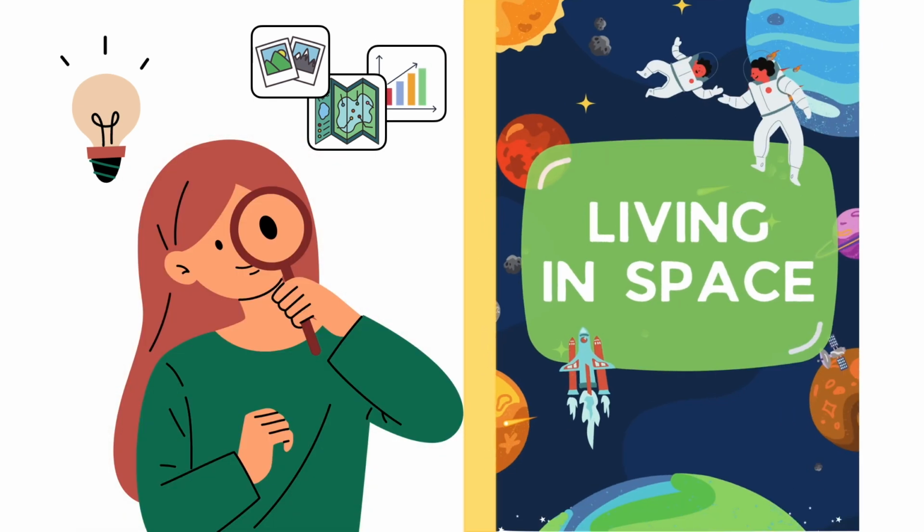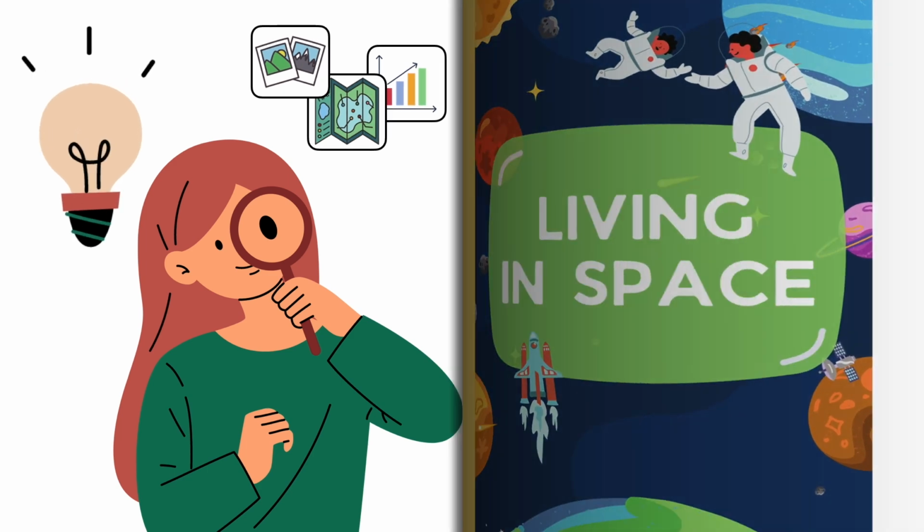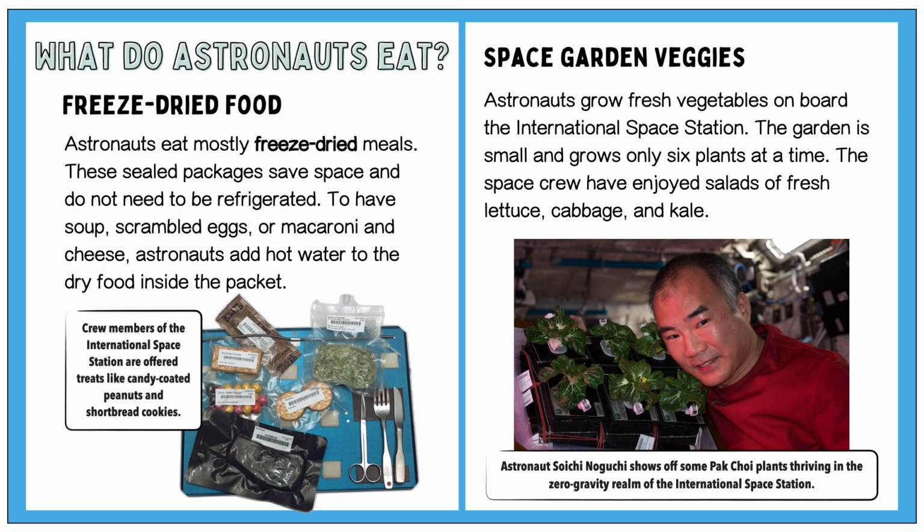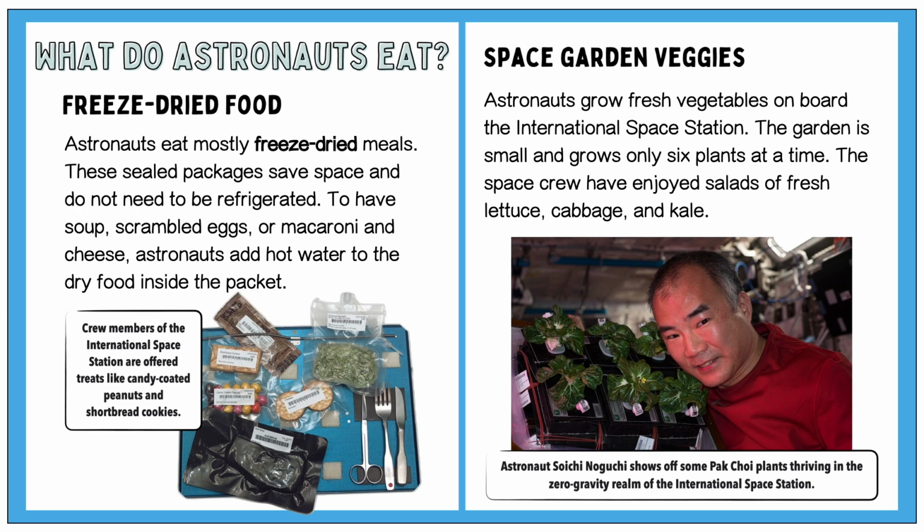Let's explore this book about astronauts called Living in Space. As we explore, we'll see the different ways we can use text features to become better readers. Let's peek inside and see what we've got. Oh wow, I can instantly spot several text features, like this title at the top of the page. Ooh, and a couple of photographs.